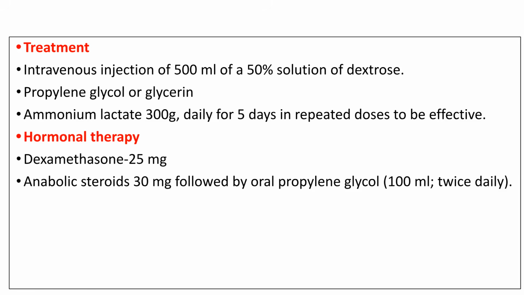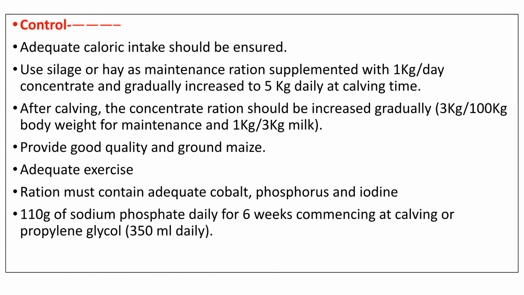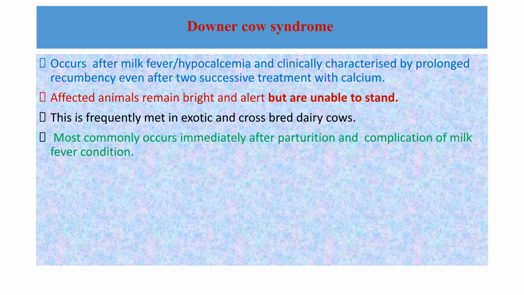Treatment options for ketosis include intravenous injection of a 50% solution of dextrose, propylene glycol or glycerin, and ammonium lactate. Hormonal therapy may involve dexamethasone or anabolic steroids, followed by oral propylene glycol. Control measures focus on ensuring adequate caloric intake and using quality feed like silage or hay, supplemented with concentrate that is gradually increased. Providing good quality ground maize and adequate exercise is also beneficial.